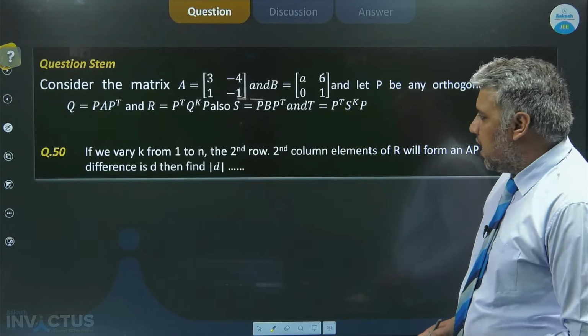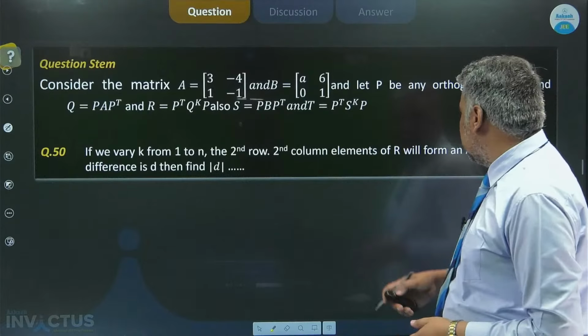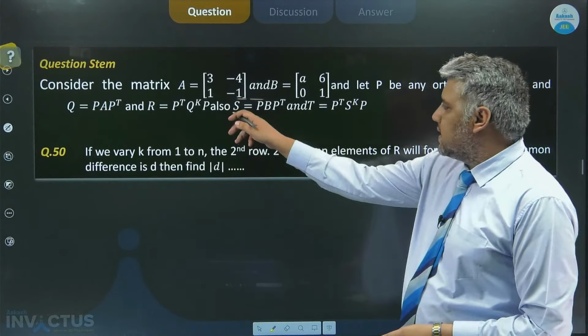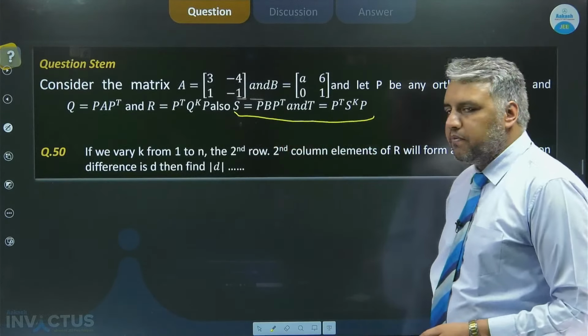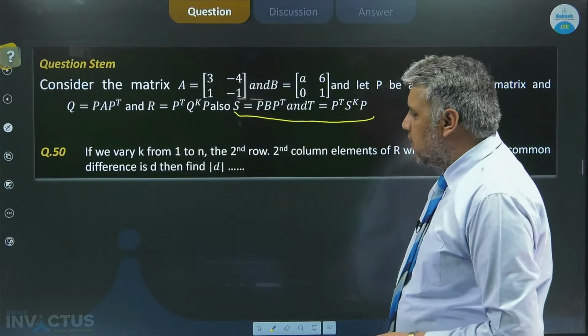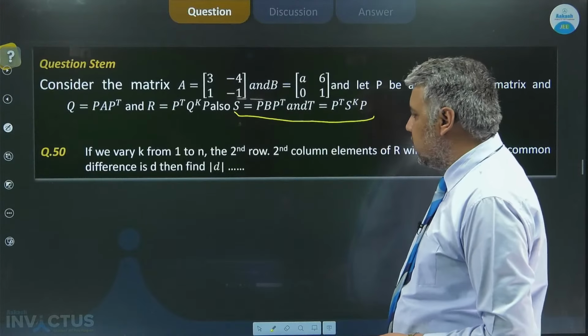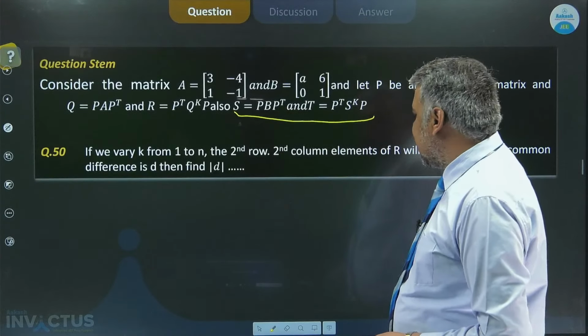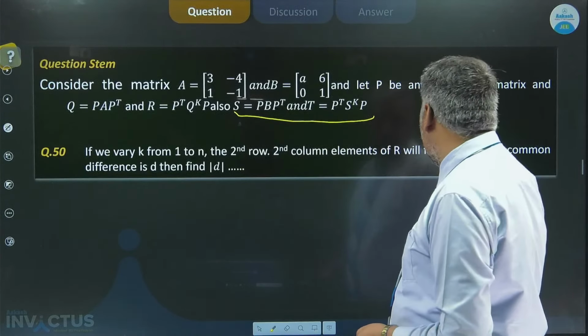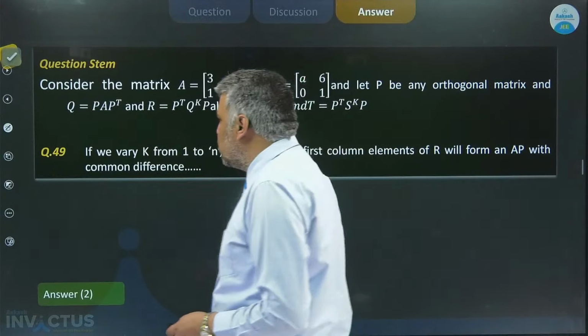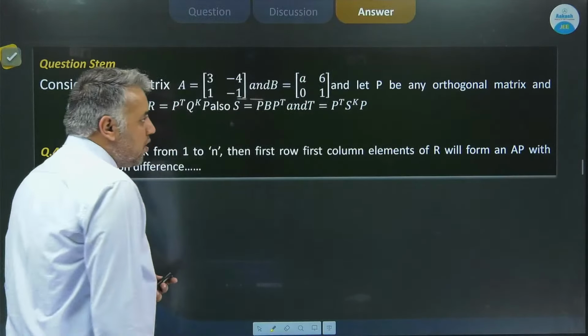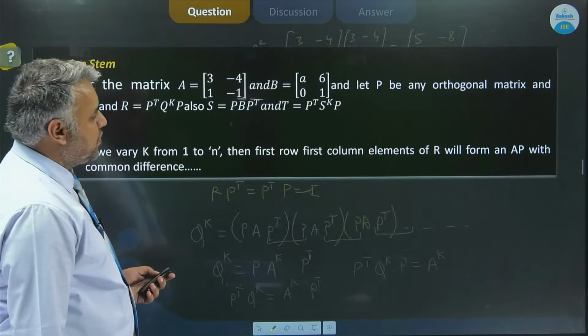In the next question, again they are asking about R only. So this data is excess data, just to create confusion. We don't need this data. In the second question, if we vary k from 1 to n, the second row and second column elements of R will form an AP. Again, we have to comment on the 2,2 position.